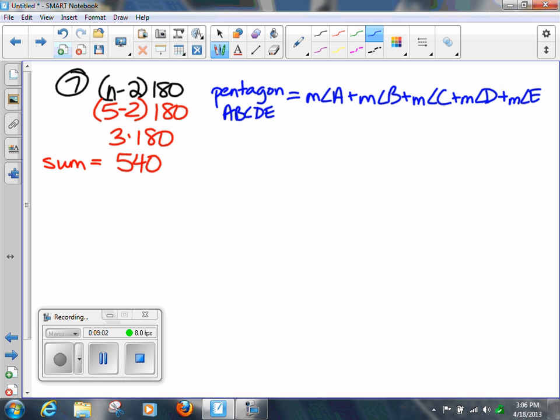Pentagon. We found that the sum was equal to how much? 540. We figured that out right off. What is the measure of angle A? 3x. What's the measure of angle B? What's the measure of angle C, Lauren? And the measure of angle D? Minus 15. And the measure of angle E.